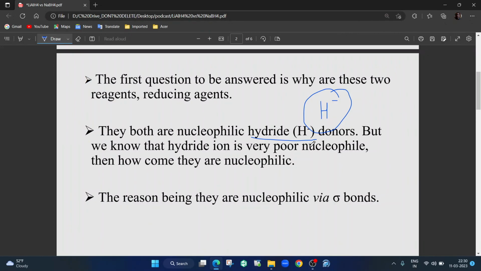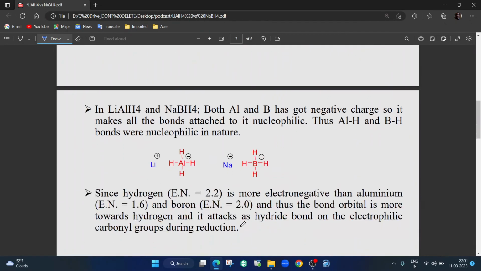Please understand, when we are talking about a nucleophilic attack, we are talking about orbital interaction. When we talk about acid base interaction, it is more of charge interaction. So this lobe has to be bigger so that it can go and attack. So if it is not hydride, then what goes and attacks? Basically it is the sigma bond which is nucleophilic. So the B-H sigma bond or the Al-H sigma bond, these two are nucleophilic, and that's what is responsible.